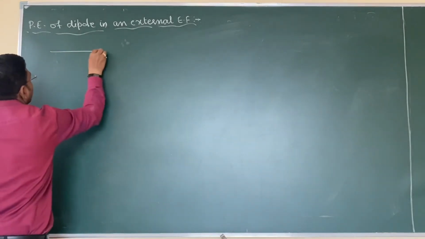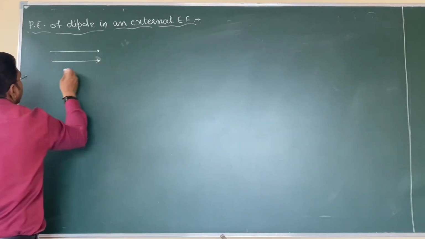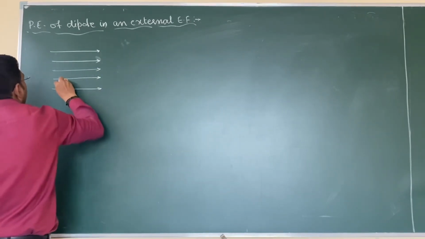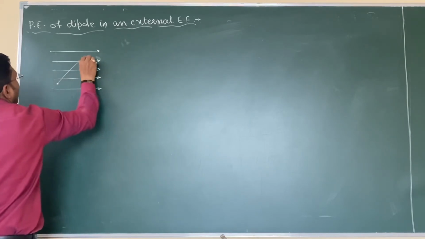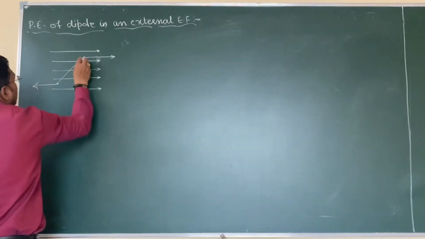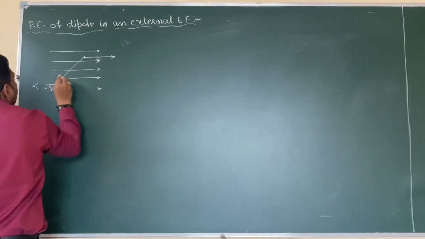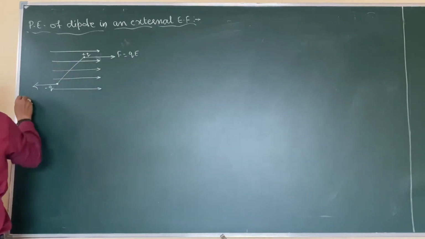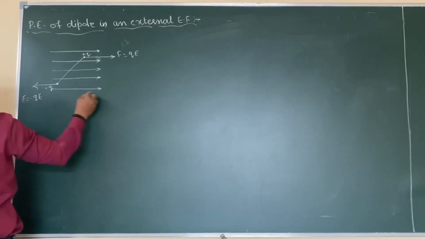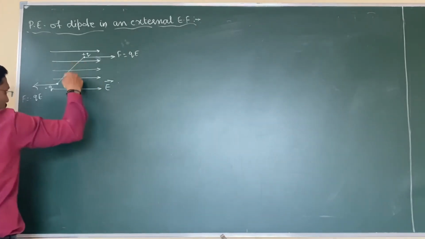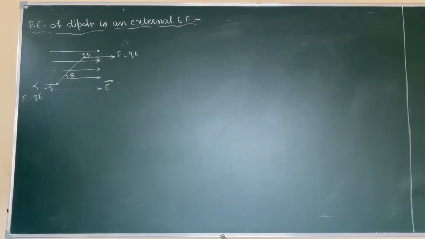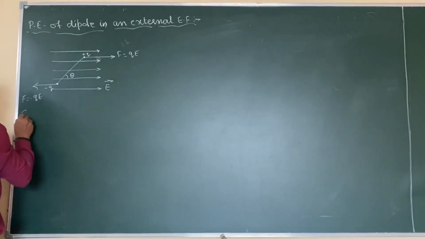You already know this. How much torque is acting on a dipole? It experiences a force. If you consider this as minus q and this as plus q, F is equal to qE in the direction of the field, and F is equal to minus qE opposite to the direction of the field. It makes an angle theta, so it experiences a torque. See here.